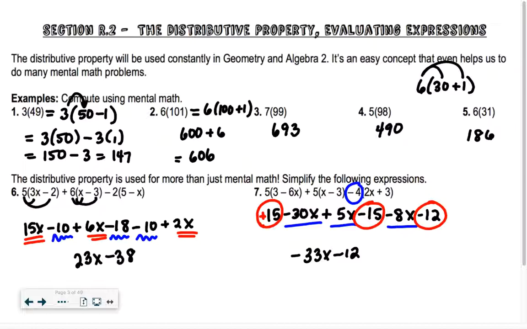Are we good there, Colin? Yep. Put your phone away, please. Yeah, Jada? This probably doesn't really matter so much, but does the order matter? Nope. Yeah, you could have negative 12 minus 33x. Totally. Yep. So you can write it either way.